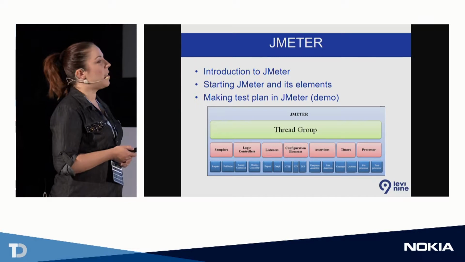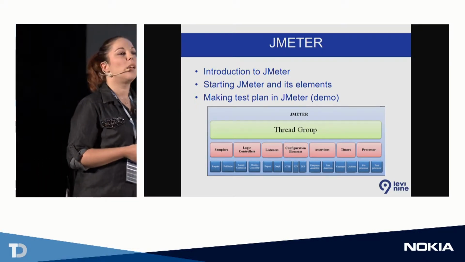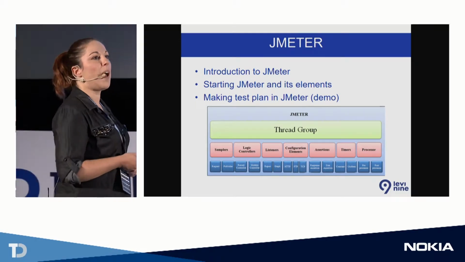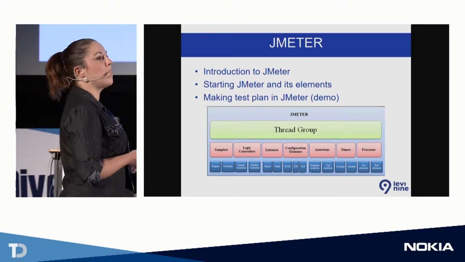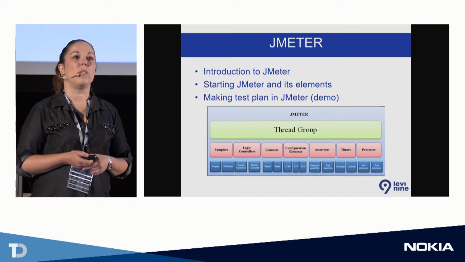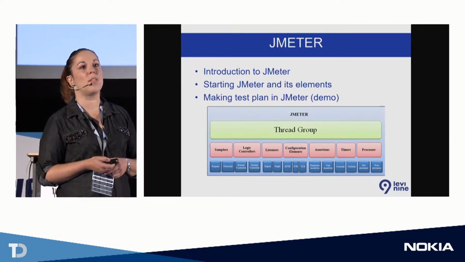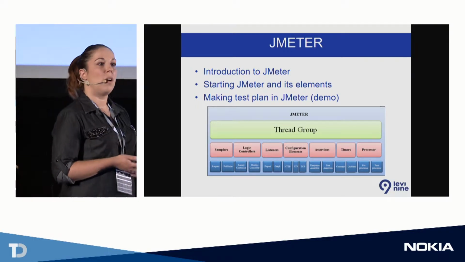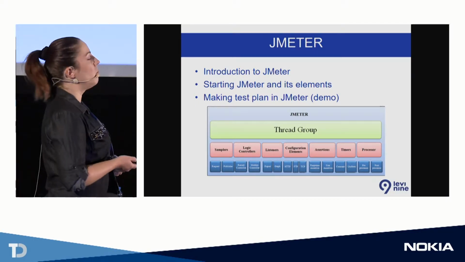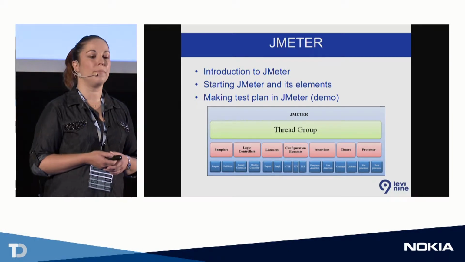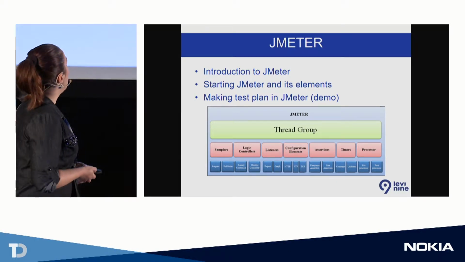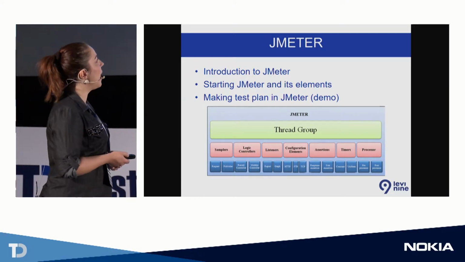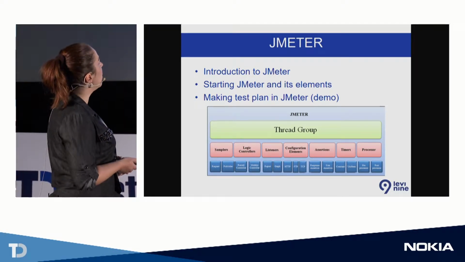JMeter has a test plan, and in the test plan we define users as a thread group. A thread group is a number of users that can be repeatable; it can be a very big number or just a small number like 1. Besides the thread group, we have a lot of elements in JMeter.